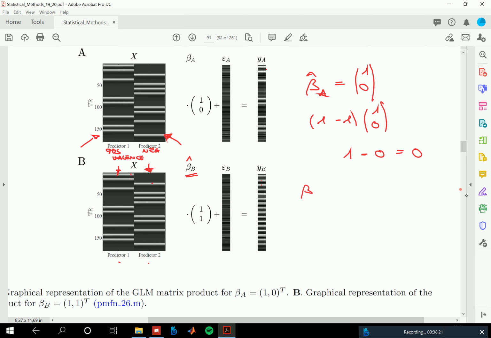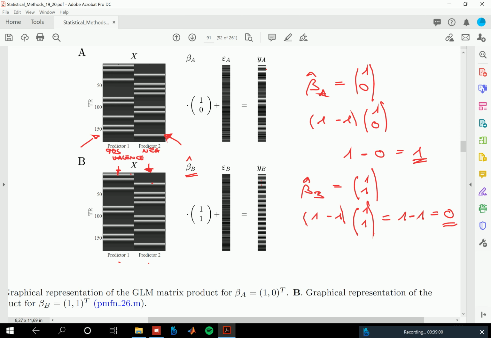If we do this for beta b, where we have something like 0 1, and we multiply this again with this contrast vector, 0 minus 1 is -1. If we multiply 1 minus 1 with this vector, then we get of course 1 minus 1, and then we get 0. So we look at the difference. So these are these contrasts that you come across. We will talk about contrasts in more detail when we talk about t-statistics.